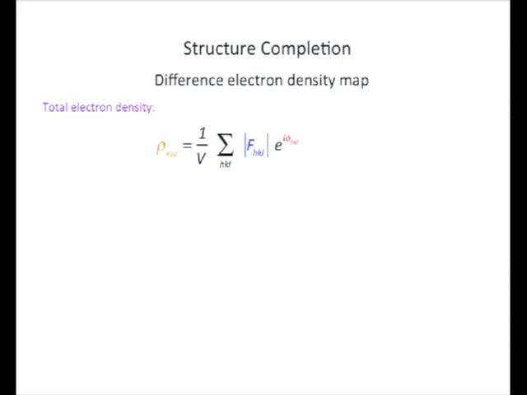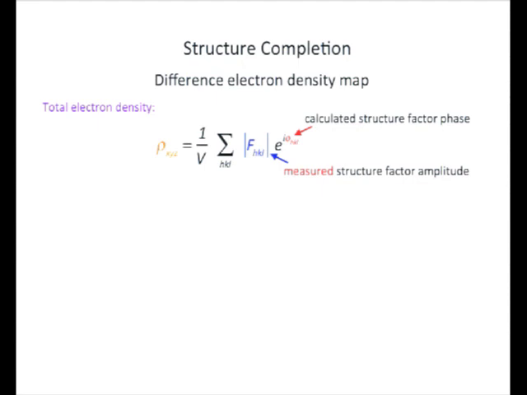To complete a structural model, we do what we call difference electron density analysis. You can calculate the total electron density by using this equation. You remember it, I'm sure. You use the measured amplitudes and the calculated structure factor phases. We have a model, so that means we can calculate phases. Use those phases and the measured amplitudes. Because you've got a model, you can also partition the amplitudes according to the model, and this is usually what is done. Okay, so then we have an electron density map.